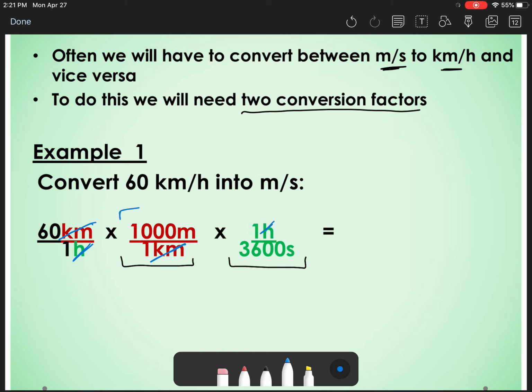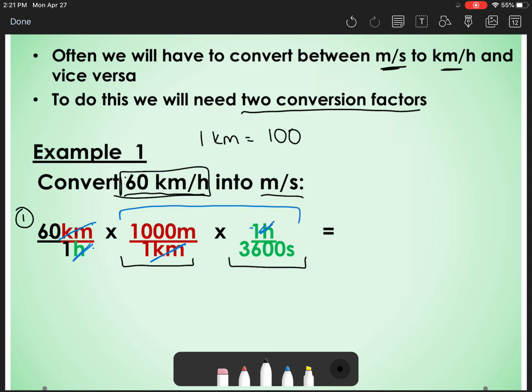And it doesn't matter what order these two fractions go in, okay? Multiplication order does not matter. So my hours that are kind of two steps across from each other, they still cancel. So in this example, I'm going from 60 kilometers per hour into meters per second. Step 1 is to write your original number as a fraction. That's why I've gone 60 kilometers over 1 hour. Then you set up your conversion factors, which are often going to be that 1 kilometer is equal to 1,000 meters, and that 1 hour is equal to 3,600 seconds.